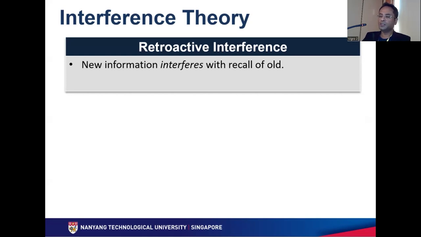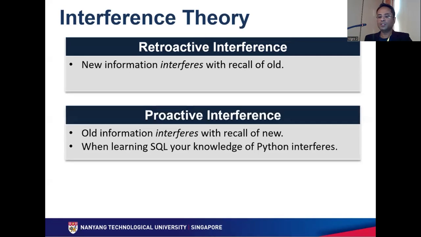Many of us have experienced this. You learn Python, or C, or any of these languages, and then you move to SQL. When you learn SQL, many of the syntax does not follow from what you've learned in procedural languages, but you tend to use it, and then you get a compile error. Why? Retroactive interference. New information interferes with recall of old. And proactive interference is old information interfering with recall of new. Sorry, the example should be the other way around: learning SQL, your knowledge of Python is interfered with.